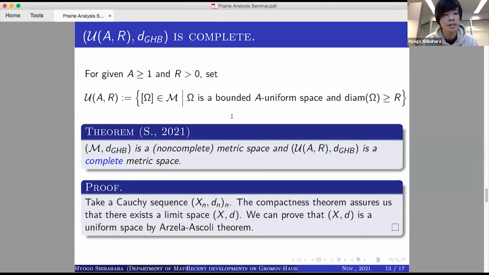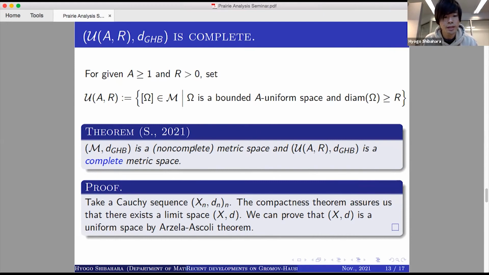I'm going to focus on the class of uniform spaces from now on, and I would like to set U(A, R) to be the collection of all bounded A-uniform spaces with the diameter bounded from below. We need this diameter control because of the example that I showed already. If you consider a shrinking ball converging to one point, then the limit space cannot be a non-complete metric space. So in order to have a class of metric spaces which is complete with respect to Gromov-Hausdorff distance with boundary, I want to consider this diameter control.